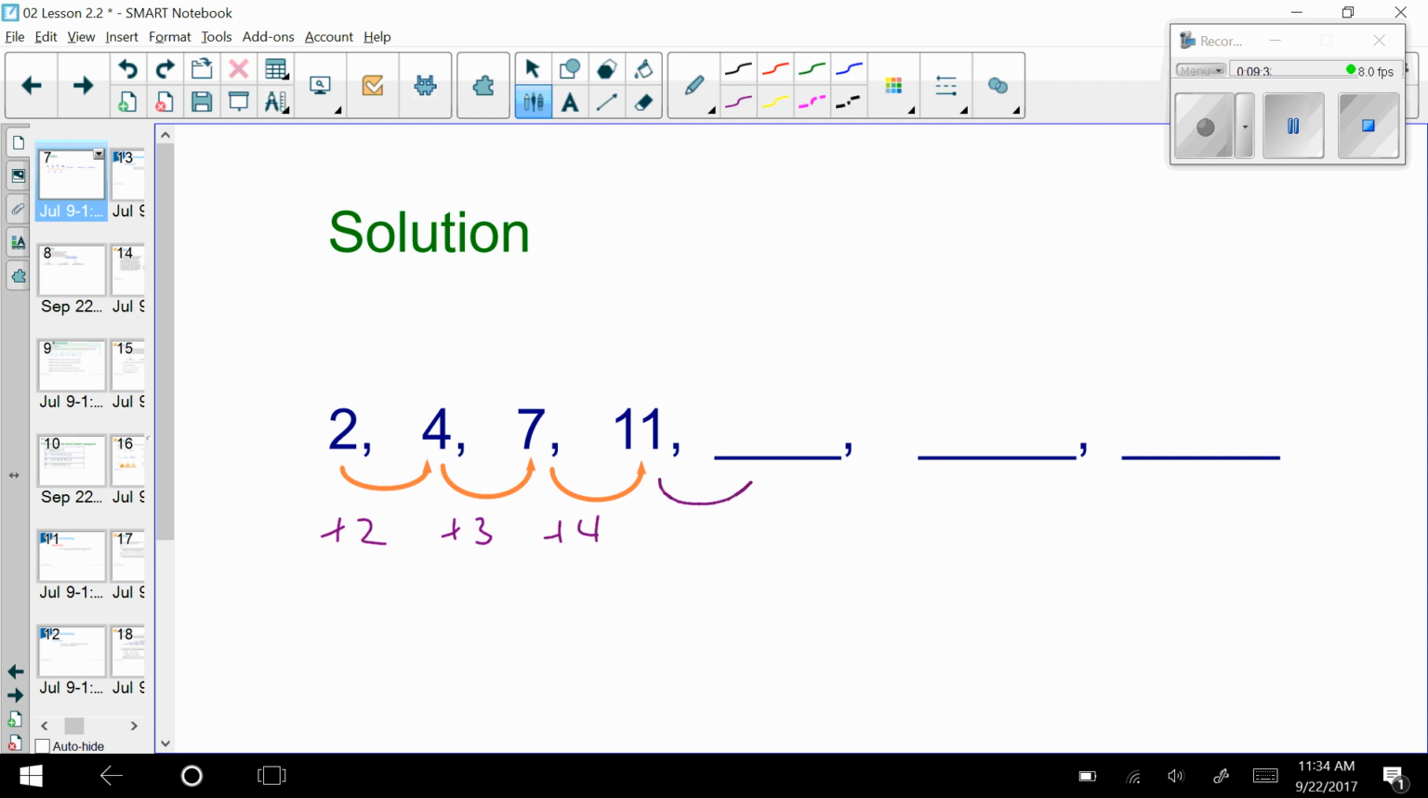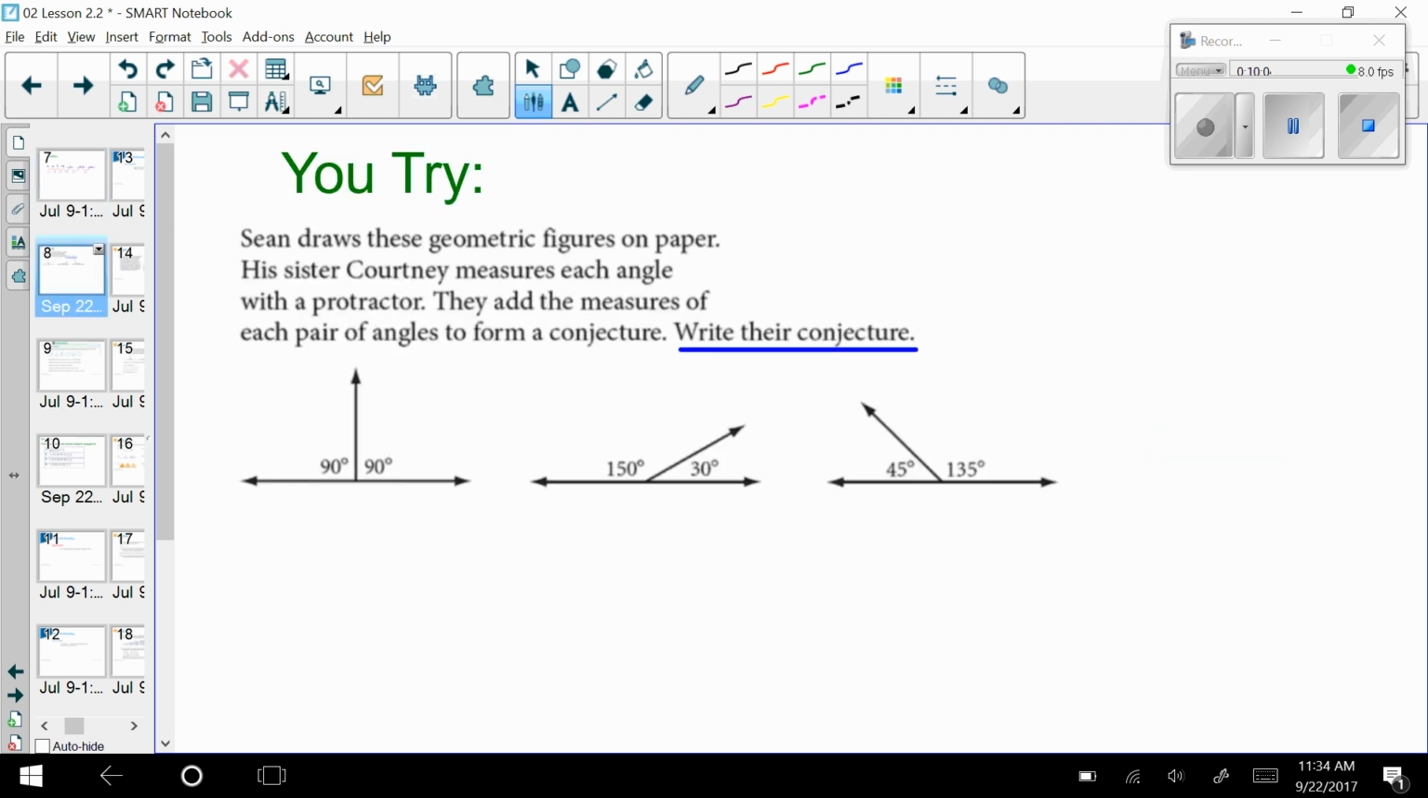So how do we get from 11 to the next term? We would add 5. So 11 plus 5 is 16. Then, how do we get to the next term after 16? We would have to add 6. And we would get 22. Then, from 22, we would have to add 7. And that would give us 29.